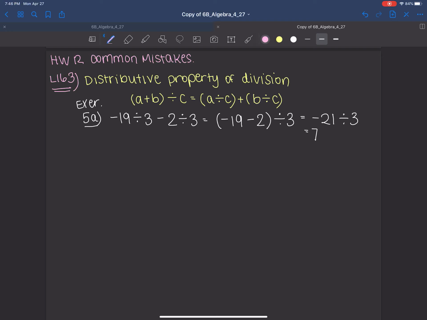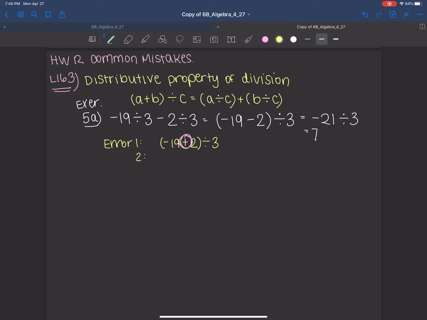So error 1. I saw a lot of minus 19 plus 2 divided by 3. Okay, so the error here is in the sign of the 2. Remember that when we're pulling out this 3, we're not pulling out any minus signs. We're pulling out a positive 3. And here, the 2 has a minus sign in front of it, so we can either think of this as plus negative 2 or just as minus 2. Either way, we have to hold on to that minus sign here. Okay?